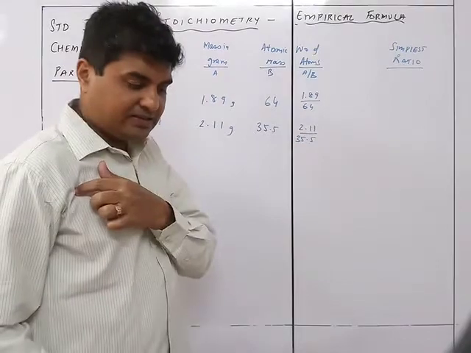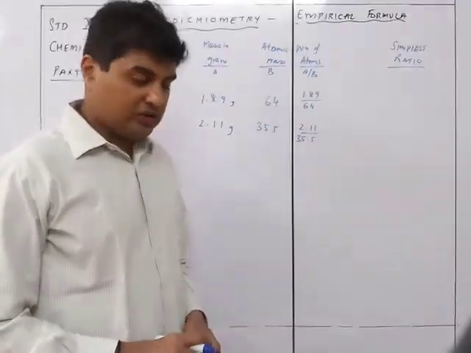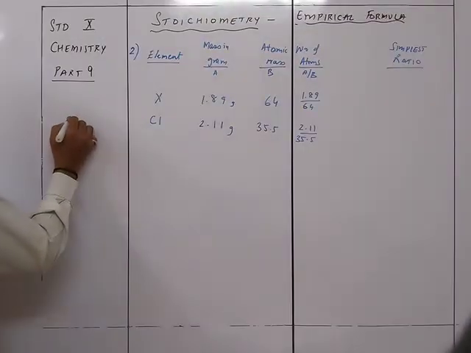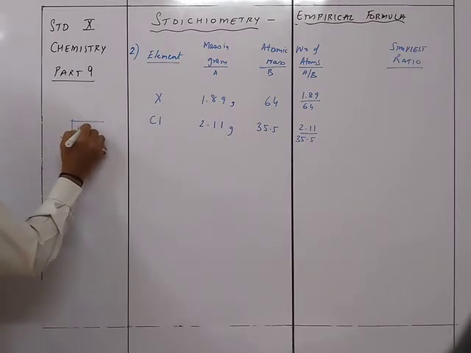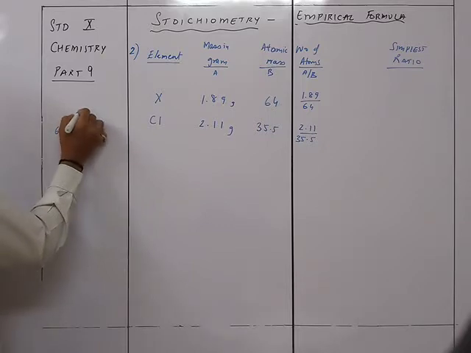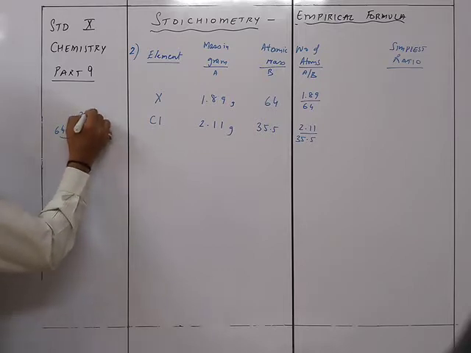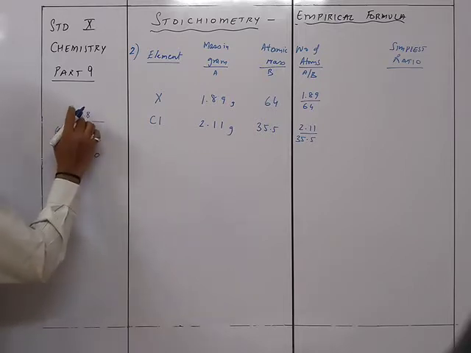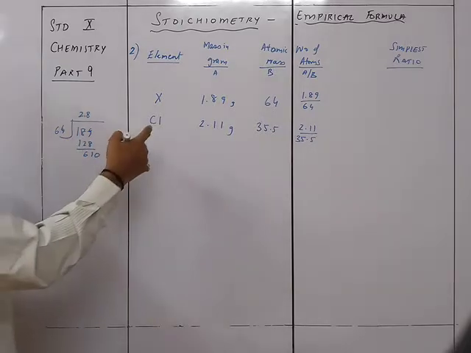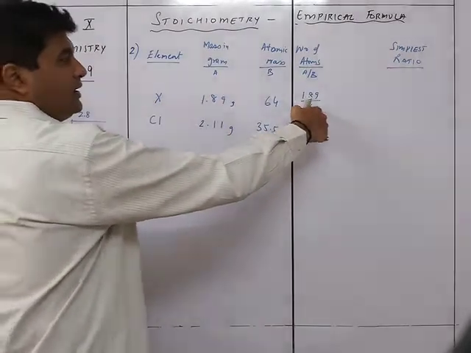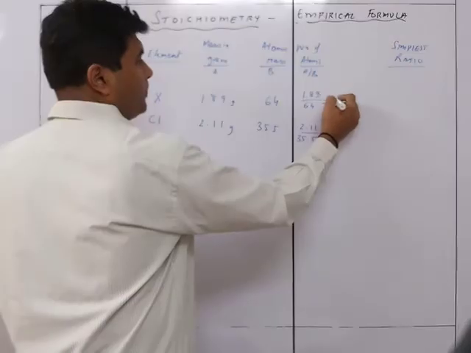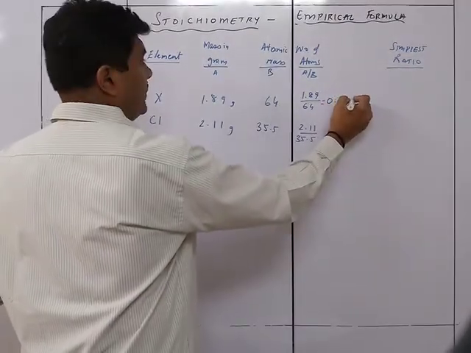So this is 1.89 upon 64 and this is 2.11 upon 35.5. Okay, this of course is the difficult calculation, so we'll have to do it properly. So it is 189 upon 64. It will be approximately 2.8, and since it is upon 100, it is equal to 0.028.